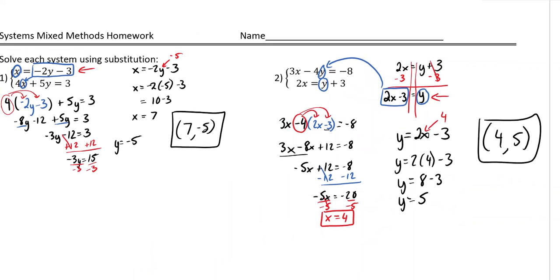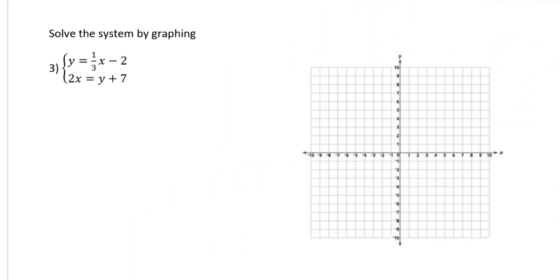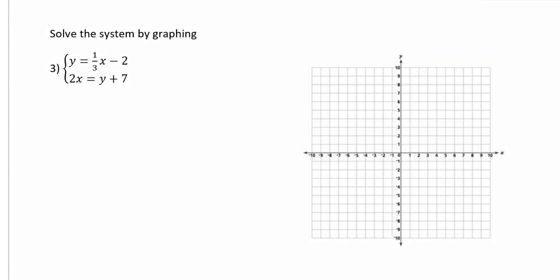The next type is question number 3, and that is where you're solving a system by graphing. Now, we've solved the system by graphing last week, but if you remember, on Friday and on Monday, we did somewhere like this where y was not alone in one of the equations. So let's work on that one.